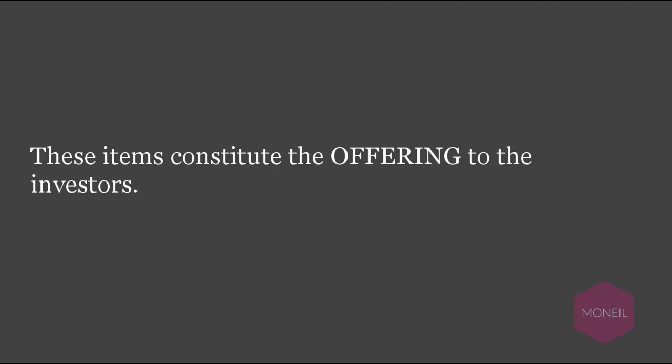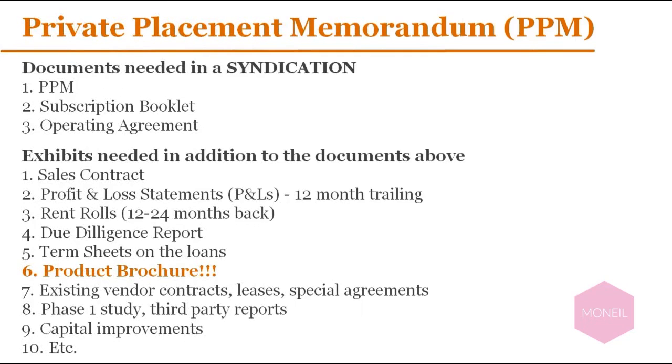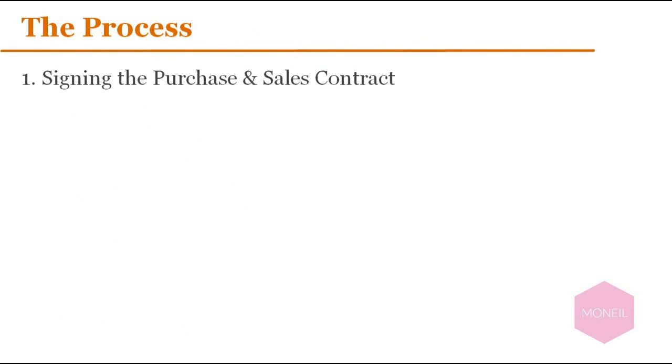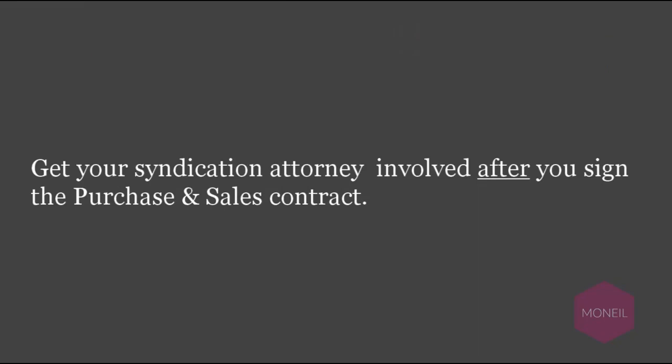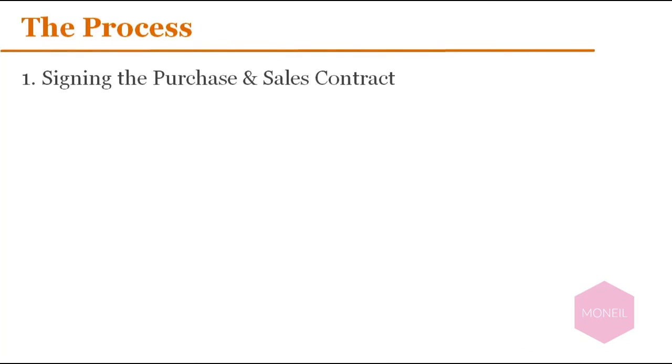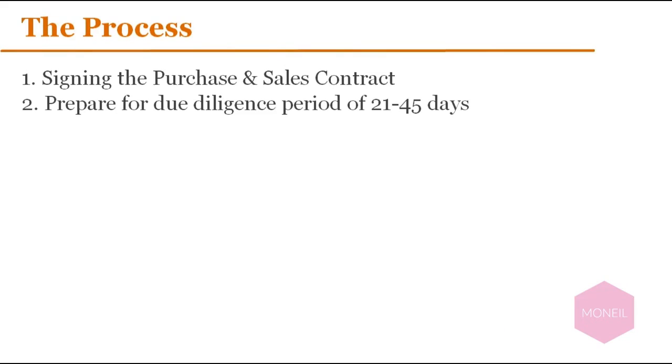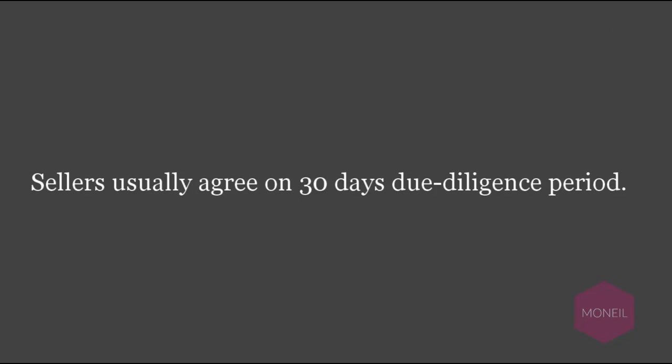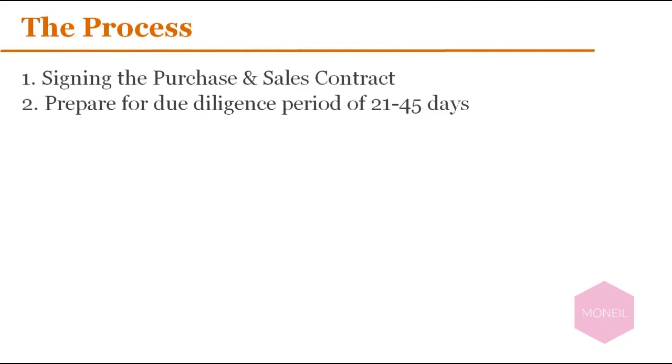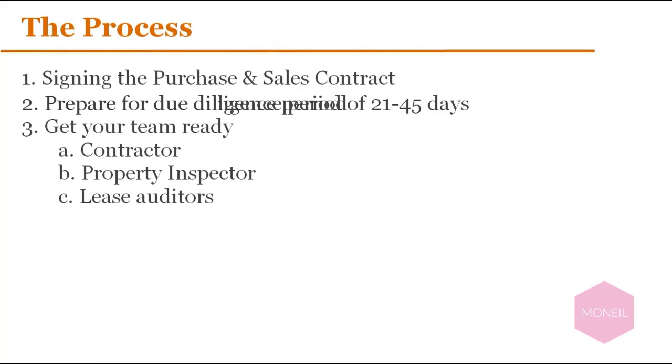Now you won't really begin that process of paying $10,000, $12,000, $15,000 to the securities attorney unless you have a signed contract, and the clock is ticking from that point forward when it's executed. Then the due diligence period of 21 days or 30 days or 45 days if you can get that lenient from the seller. But usually 30 days is what they agree on, and you've got to get your team ready: the contractor, property inspection people in that area, and also lease audits.